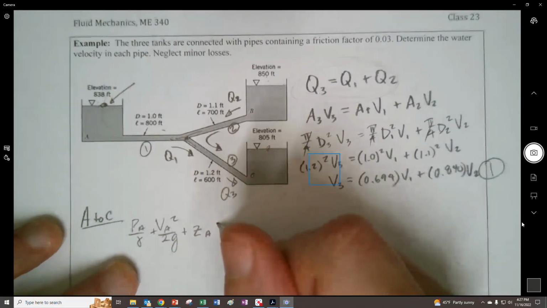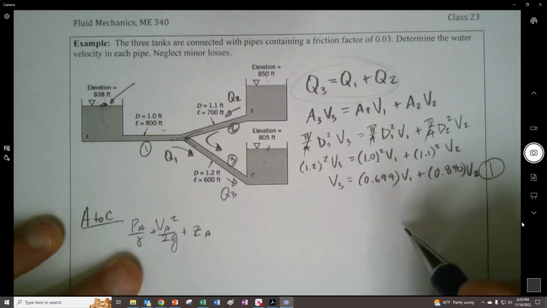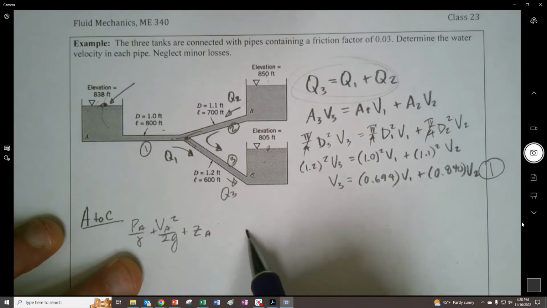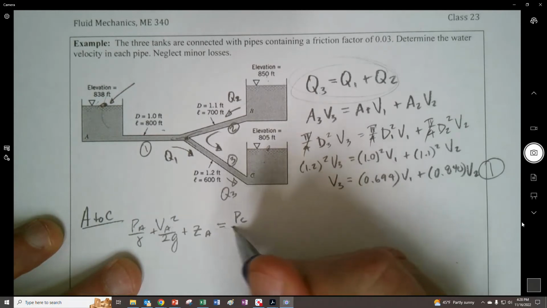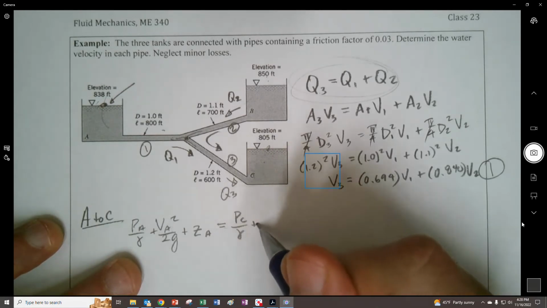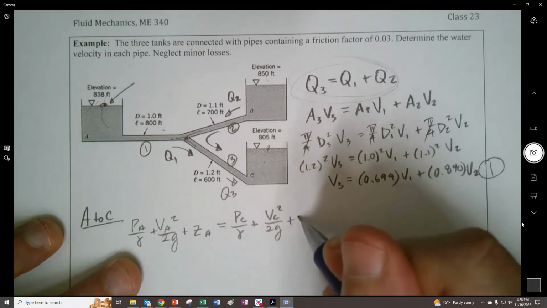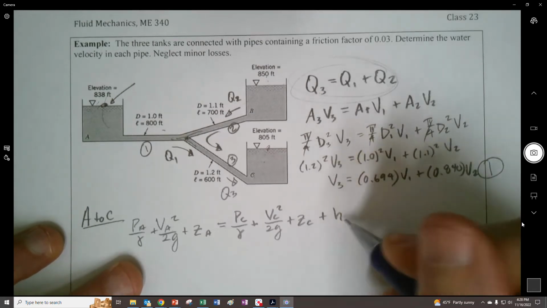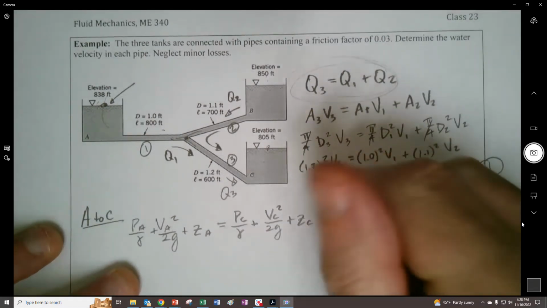And we should really write out, this should really be minus, but I'm going to go ahead and put the head loss over on the other side, right? So really the head is going to be minus on this side, but I'm going to put it as a plus on the other side. So this is PC over gamma plus VC squared over 2g plus ZC, and then plus my head loss.